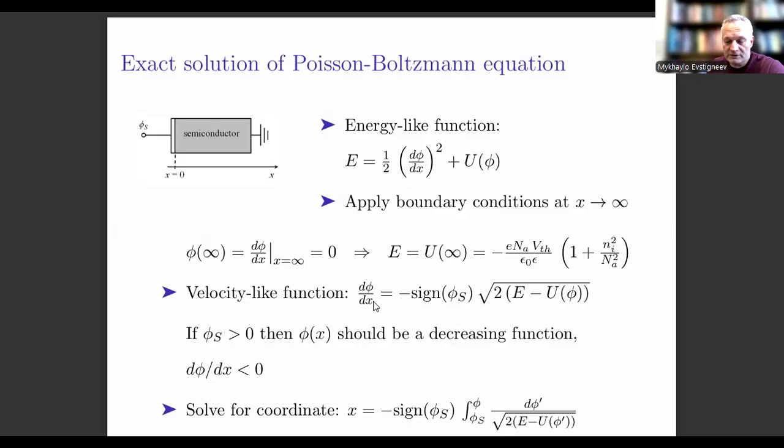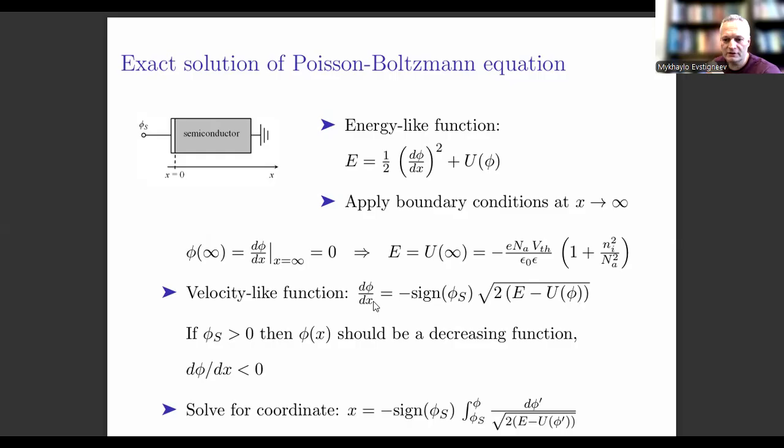Well, if the surface potential phi surface is positive, then the potential should be decreasing with the coordinate x as you move away from the surface. Hence, if the surface potential is positive, then the sign of the derivative d phi by dx must be negative. The potential is decreasing, d phi by dx must be negative.